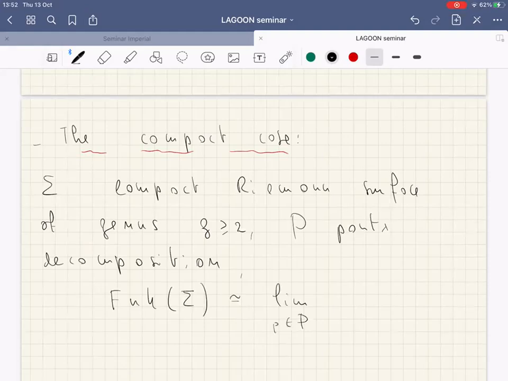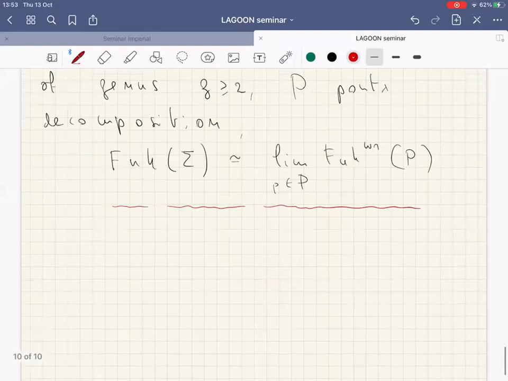The result is exactly the same that we had in the punctured case. So I have G with a pants decomposition, and the Fukaya category of this compact surface is the limit of the Fukaya category of pants. So let me briefly sketch. This has a number of applications and consequences, and unfortunately, some of them I won't be able to touch on.